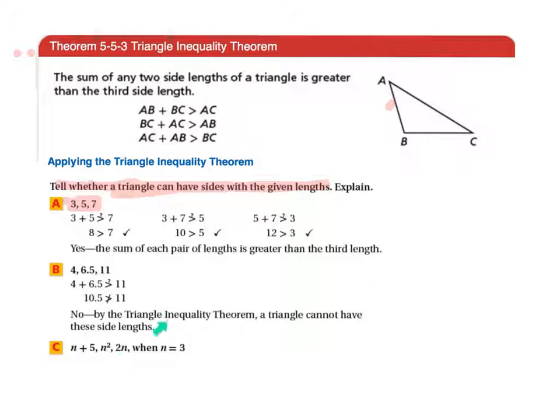In example 3, you take this n equals 3, just plug it in, it's the same thing. You have side lengths of 8, 9, and 6, and this one becomes a yes.